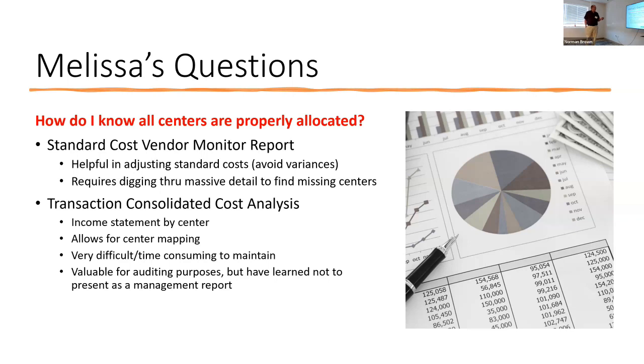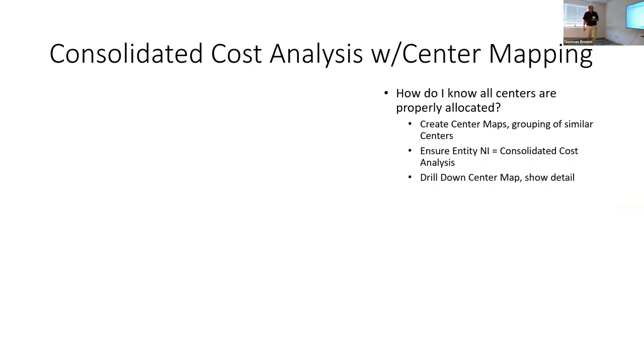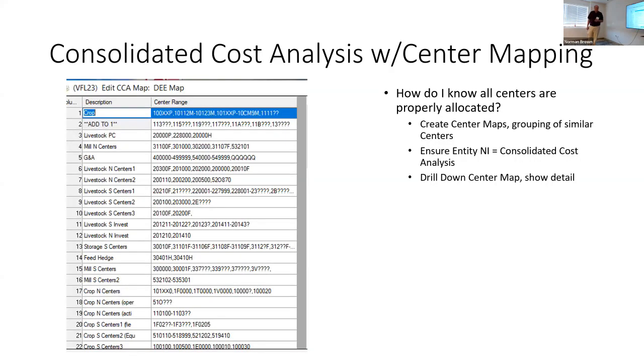So the other thought that I had was, again, going back to the consolidated cost analysis report. Again, that's the report that lists centers across, with the income statement going down. But one of the features of that is we can have center mappings where we can map centers into different columns. So this is my first attempt at trying to simplify her center structure by using this map.